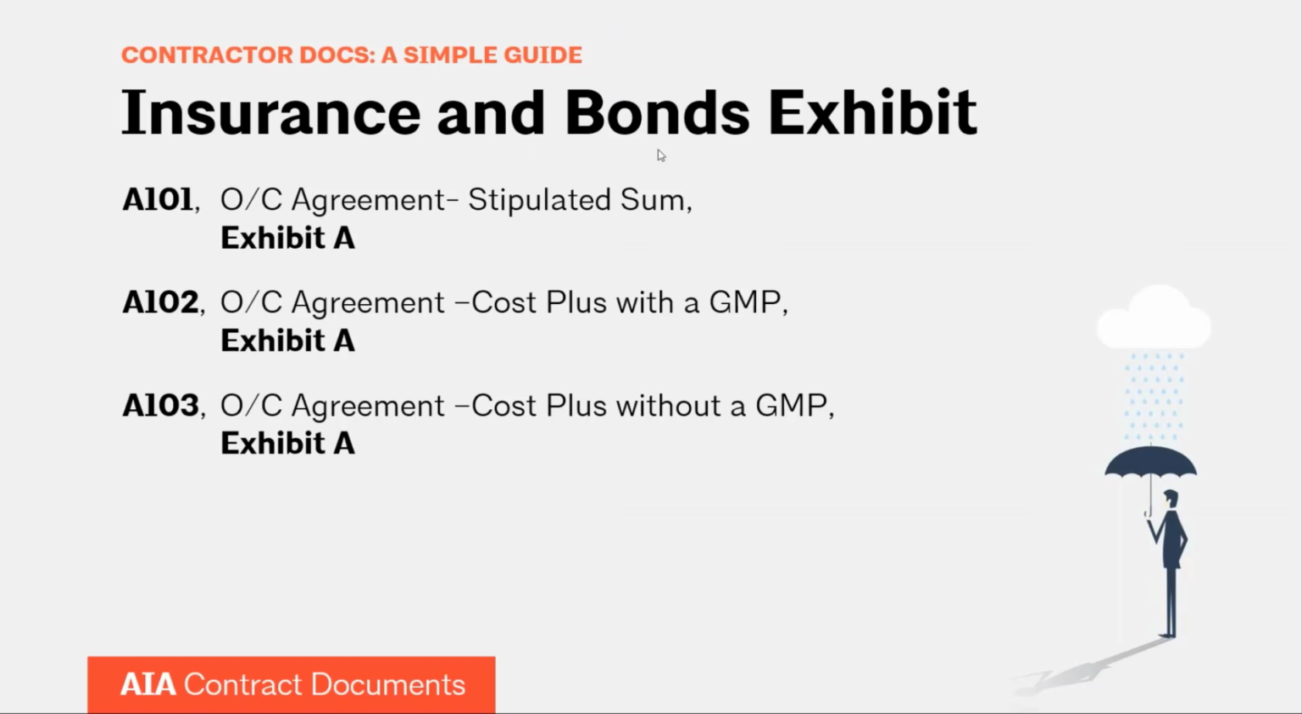But in 2017, what we did was we took the insurance and bonds information out of the general conditions. So it used to be in A201. Now it's in an exhibit to the agreement, the owner-contractor agreement, like A101, A102, A103. And again, this is for a larger job, so A104 and A105 have their own, but with the larger group of documents, we took that information, dealing with insurance and bonds, out of the general conditions and moved it into an exhibit. So it is a separate exhibit, but it is part of those documents. And those documents, the exhibits, any and all exhibits, are included in your purchase.